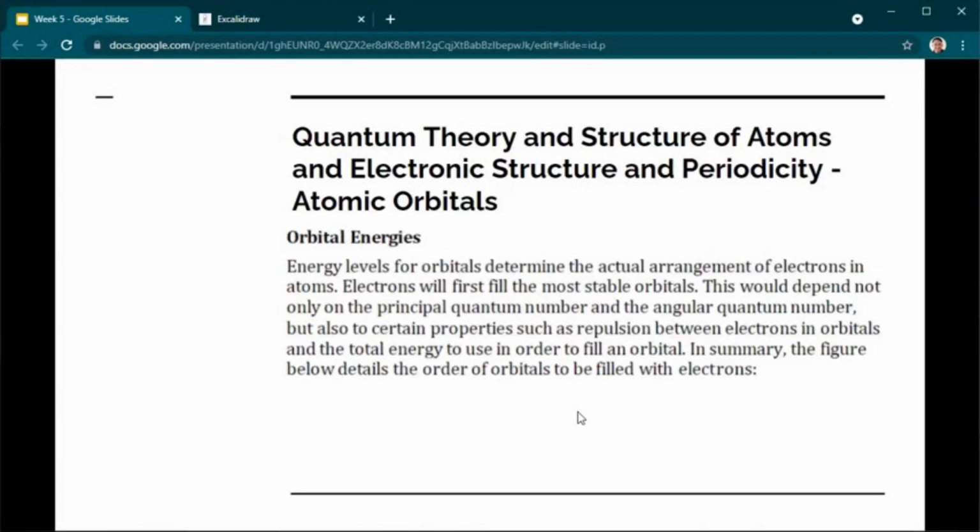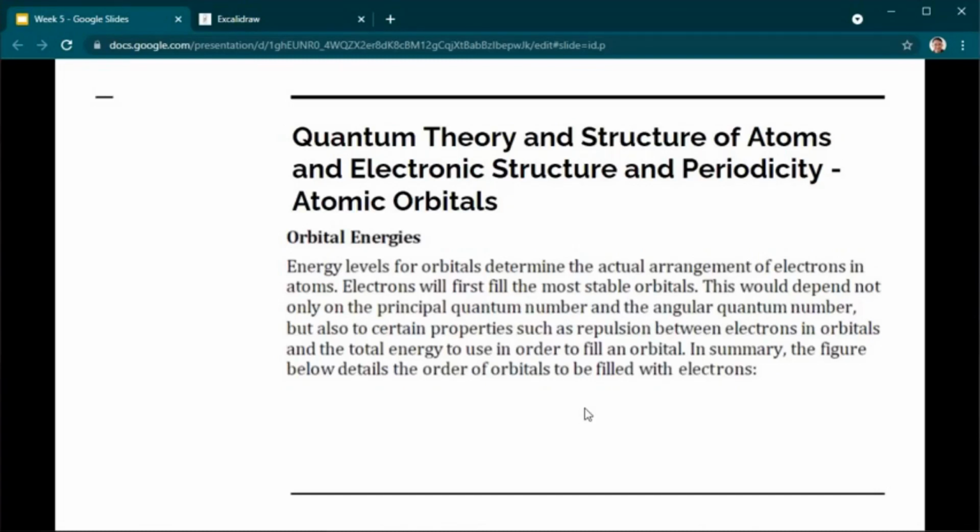Orbital energies. So energy levels for orbitals determine the actual arrangement of electrons in atoms. Electrons will first fill the most stable orbitals. Okay, so these would depend not only on the principal quantum number and the angular quantum number, but also on certain properties such as repulsion between electrons and orbitals and the total energy used in order to fill an orbital.